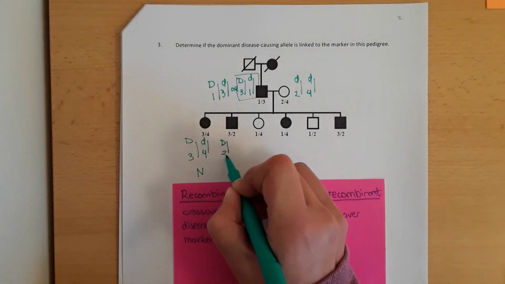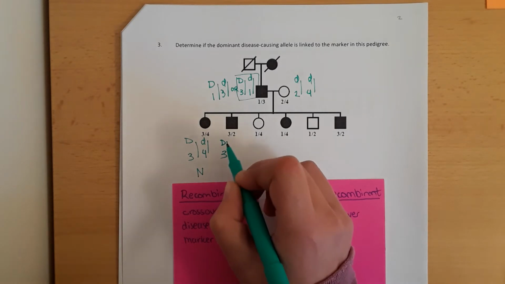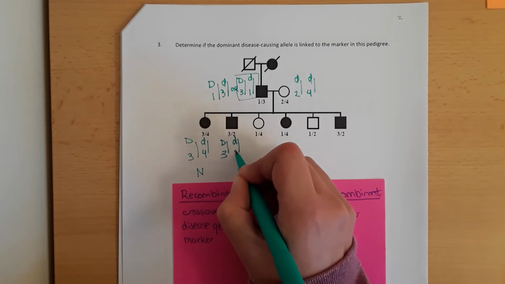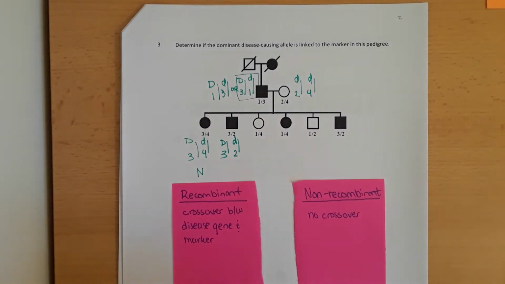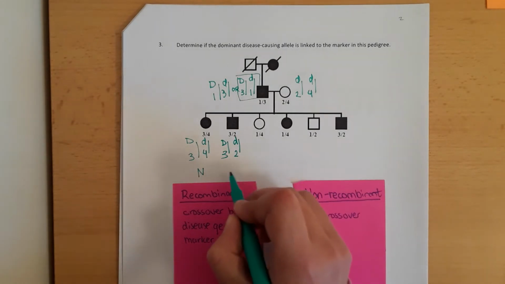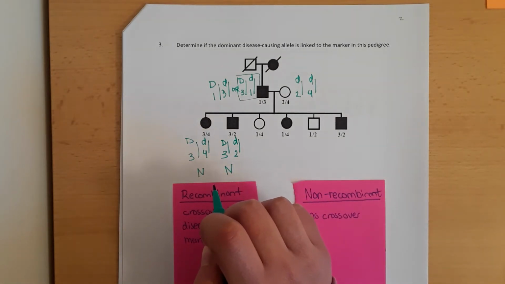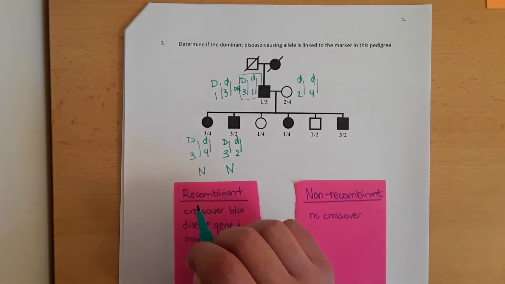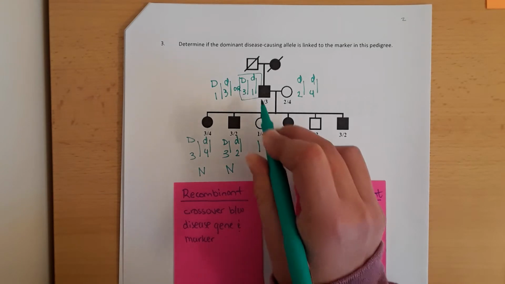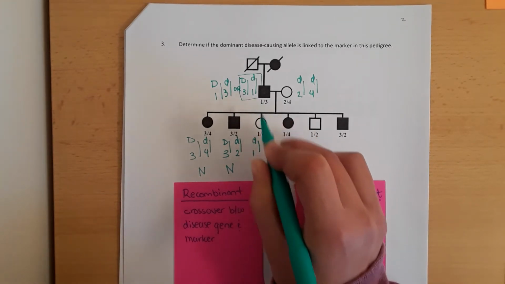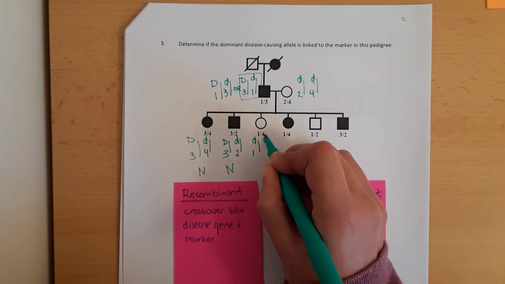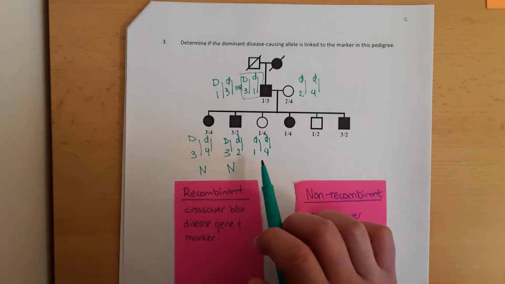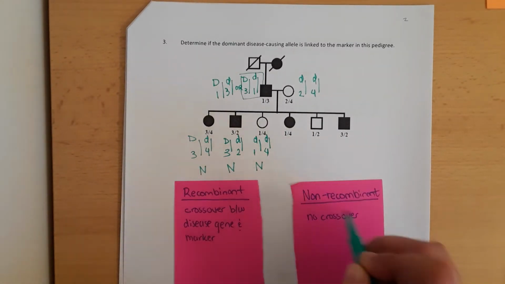Something similar is here. You get the normal big D from dad, 3, so you're shaded in, and then a little d, 2 from mom. So this is going to be a non-recombinant. Now for here, you get a small d from dad, and then small d4 from mom, and this person is not shaded in, which is what we expect. So this is not recombinant.